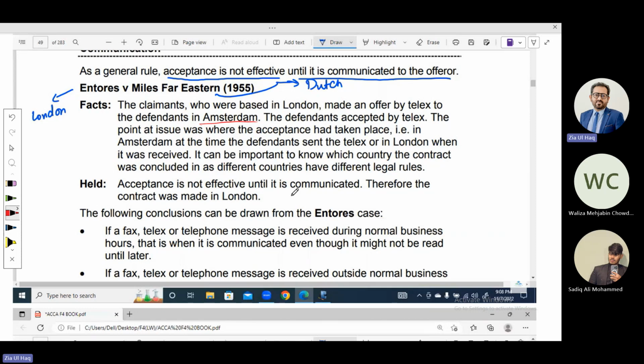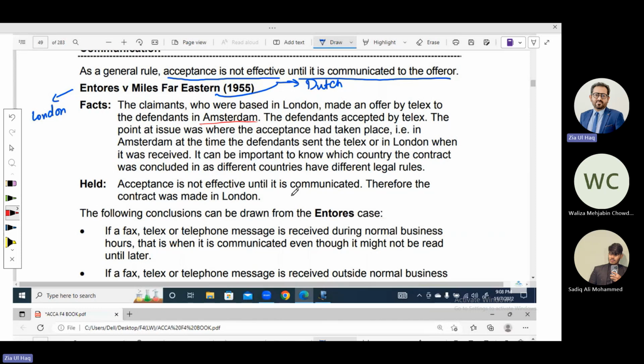So the claimant E, who was based in London, made an offer by telex to the defendant in Amsterdam. The defendant accepted by telex. Telex means a way of communication. The point at issue was where the acceptance had taken place.